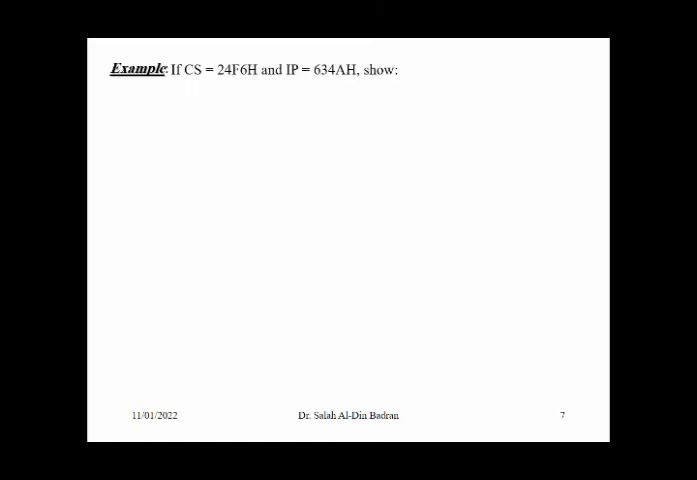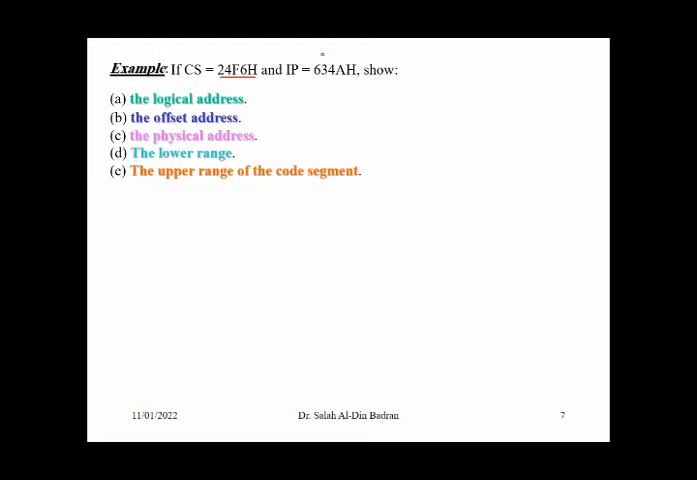Another example. Say it's given this content of the CS, and the IP has this number, 16-bit, both of them. We are required to find the logical address, the offset, the physical address, and the lower range and the upper range of the code segment.